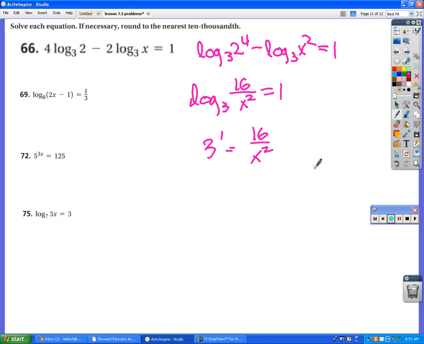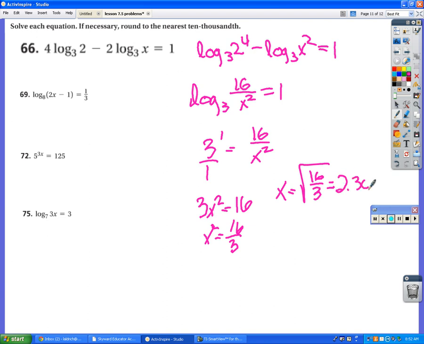Multiply by x squared. So I'm going to basically cross multiply. Think of that as being 3 over 1. So that's going to be 3x squared equals 16. And then divide by 3. So x squared equals 16 over 3. And then square root it. So I need to know what the square root of 16 divided by 3 is, and that comes out to be about 2.3094, because I want it to the nearest 10,000.